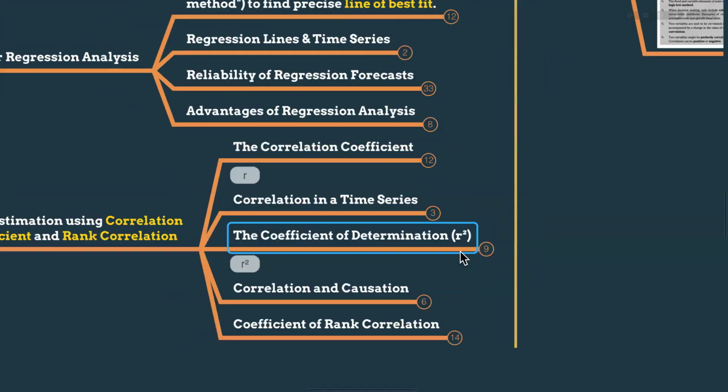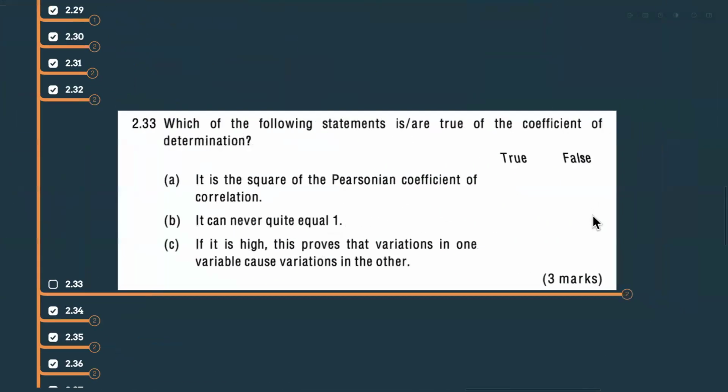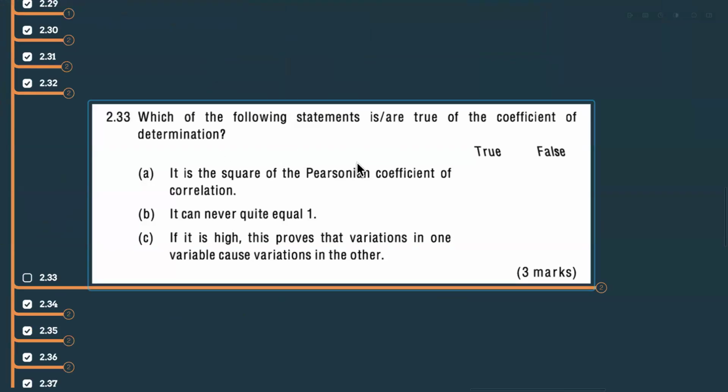So now let's see what they are going to ask from this. The coefficient of determination, true or false? First one: it is the square of the Pearsonian coefficient of correlation. Is it true or false? It means when we are calculating the coefficient of correlation, we have to square. Right? We have to put power 2, that's square. Is it correct or no? I need an answer, my dears. The statement is true or false? What is your answer?